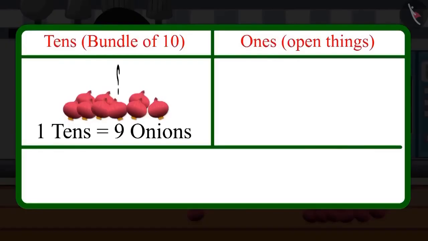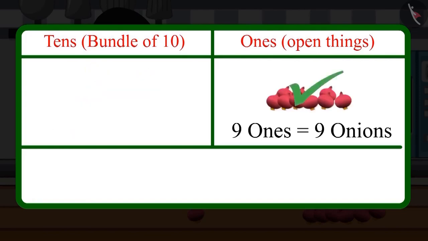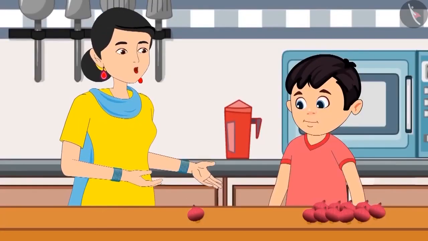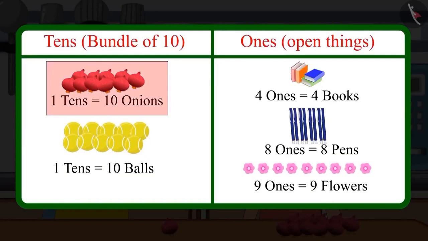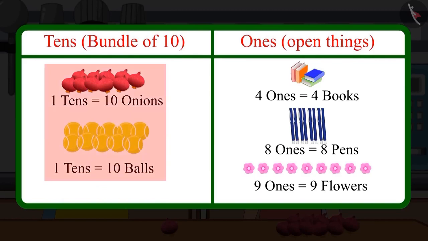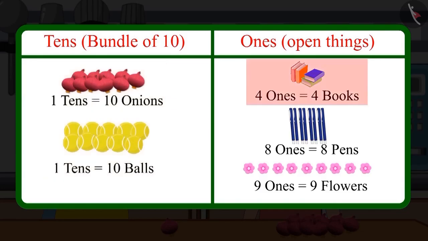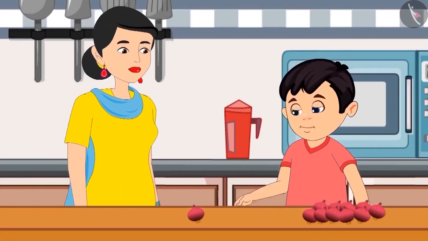Okay, Chotu, tell me something. Can 9 onions together make 1 ten? No, Mummy. For this, we will need 1 more onion. This will be 9 ones. Absolutely right, Chotu. This means 10 onions or 10 balls, all those things present in a group of 10, make tens because they are in a group of 10. But 4, 8 and 9 things, which are less than 10, are ones and we count them individually. Have you understood? Yes, Mummy.